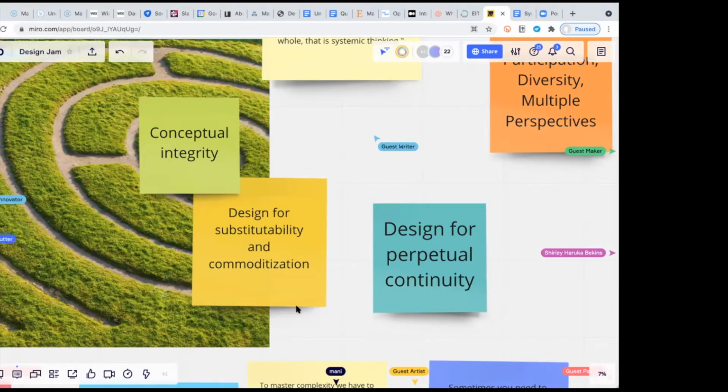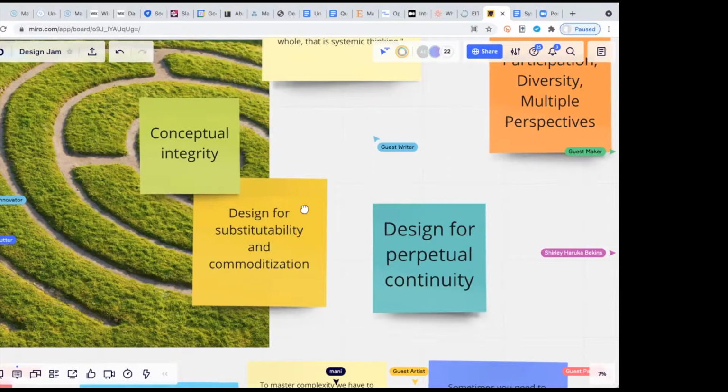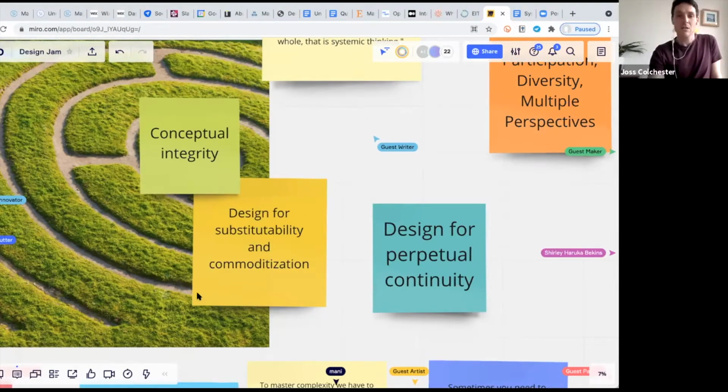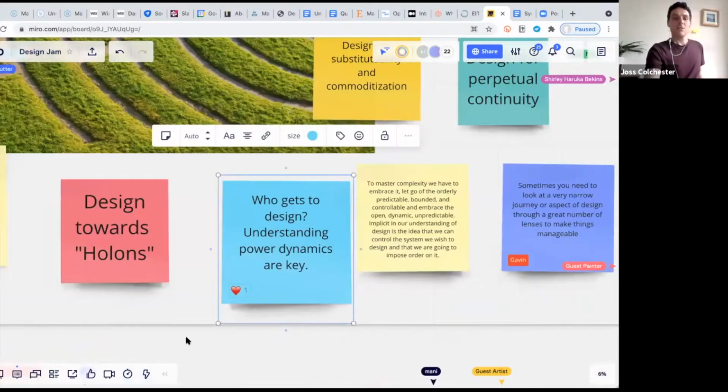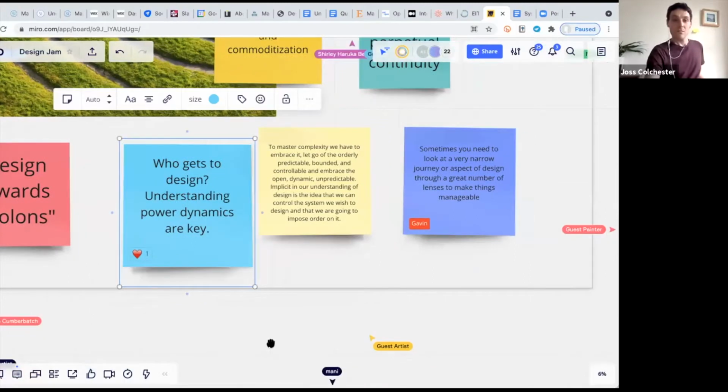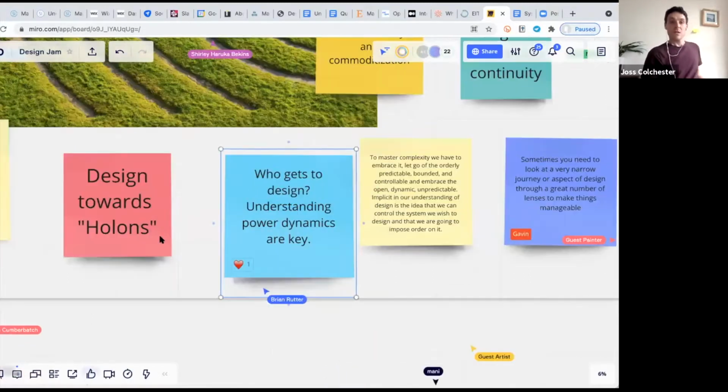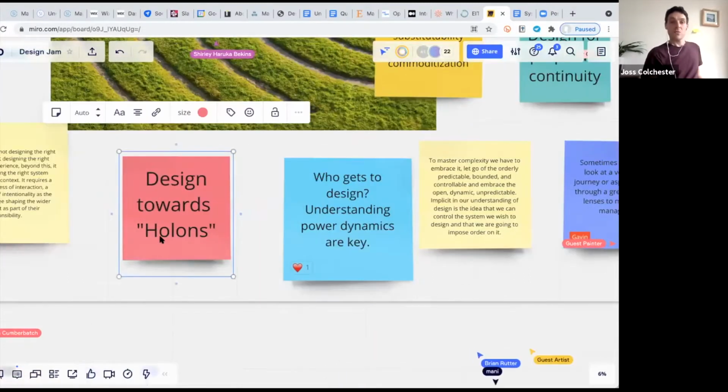Right. Okay, so conceptual integrity. Who gets to design? Understanding power dynamics is key. Design towards holons. Yeah, Joanna, a holon, designing for wholes and parts, really. A holon is a whole and part, isn't it?